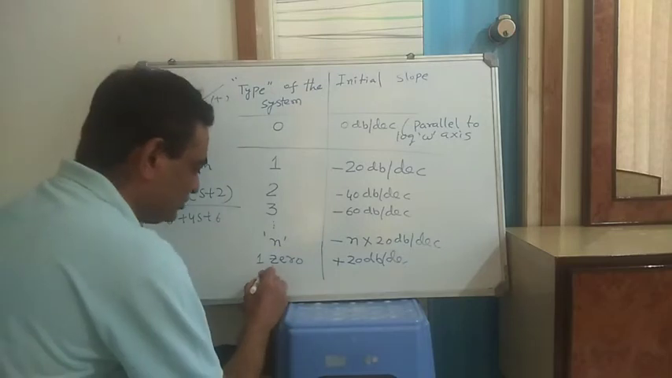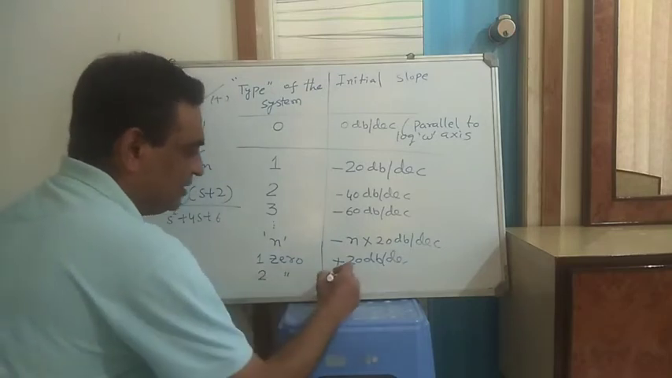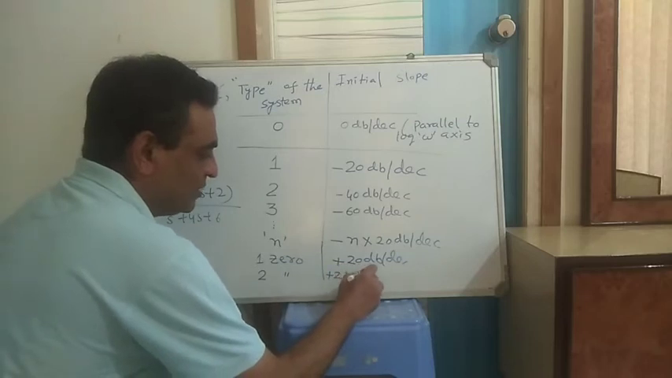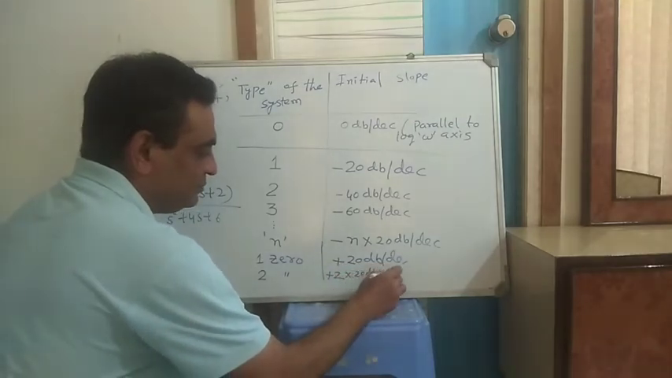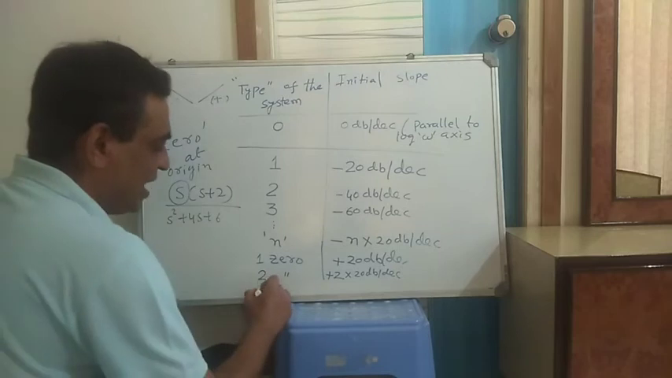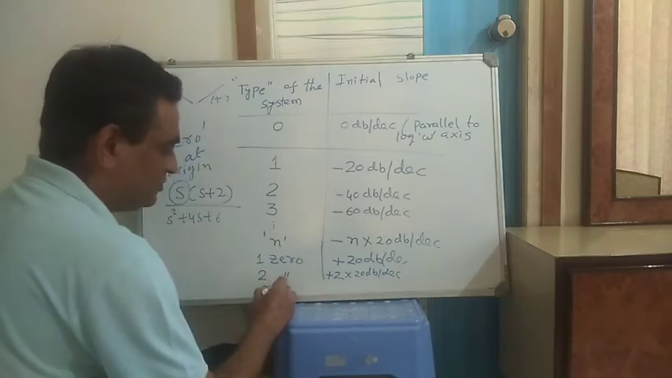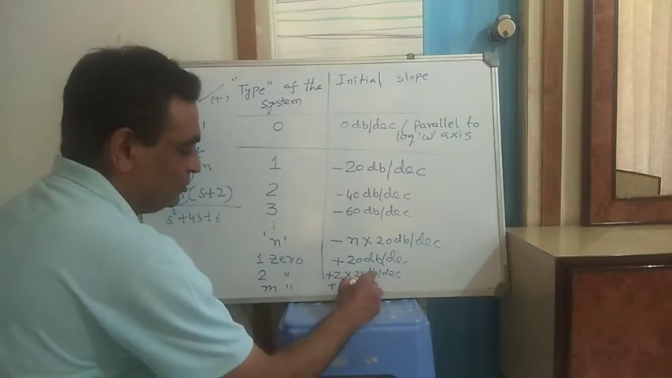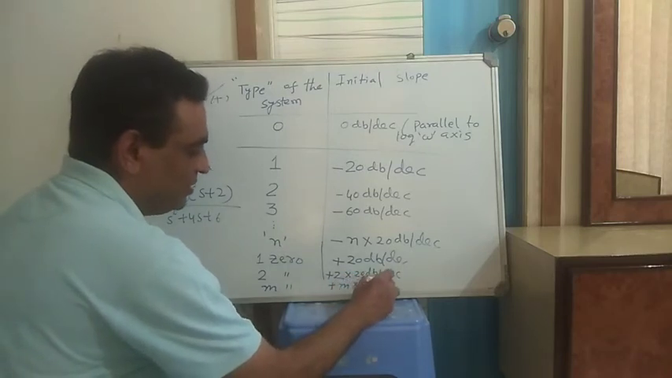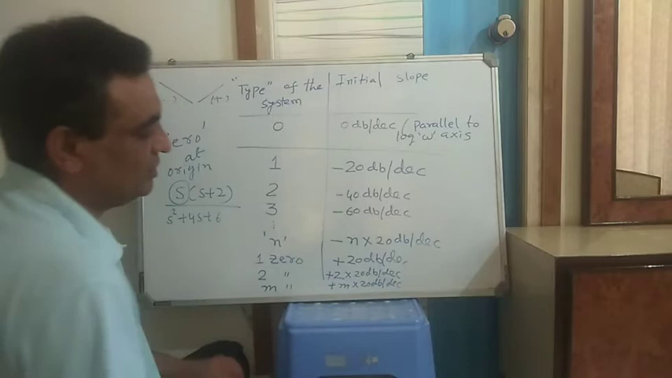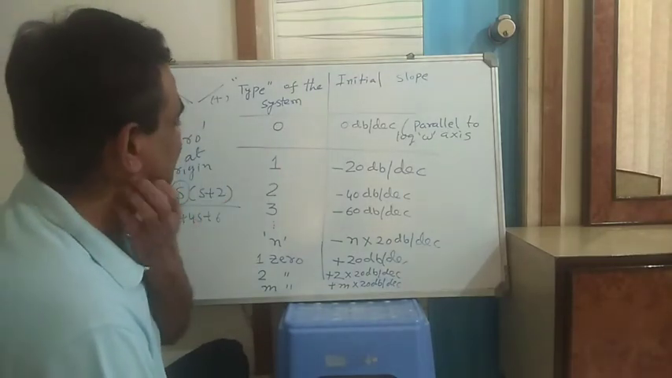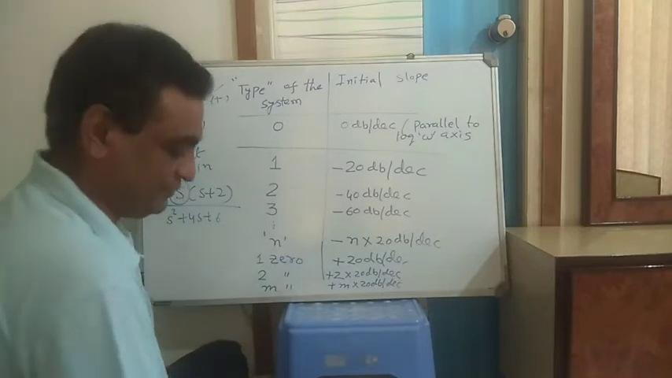If there are 2 zeros, then it is plus 2 into 20 dB per decade. If let's say there are n number of zeros or m number of zeros, then you can say plus m into 20 dB per decade. So this is how the initial slope line can be computed.